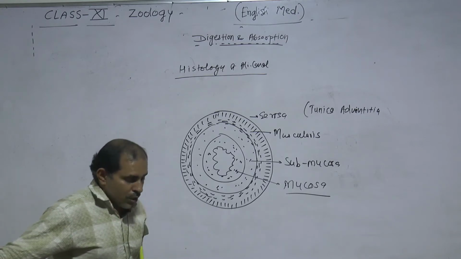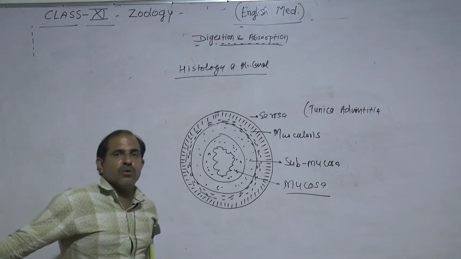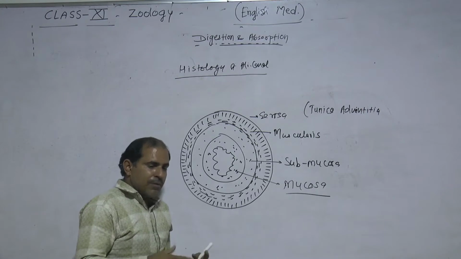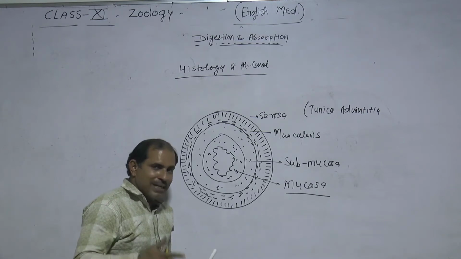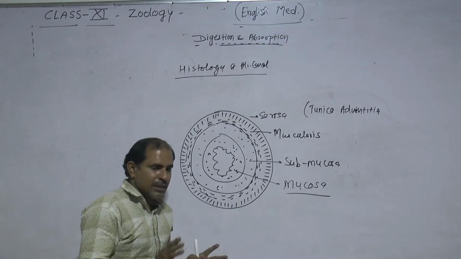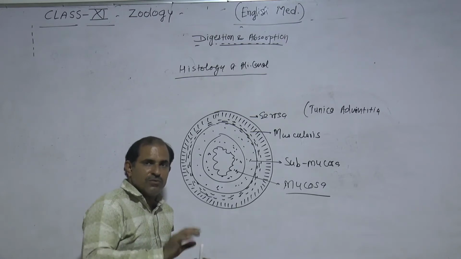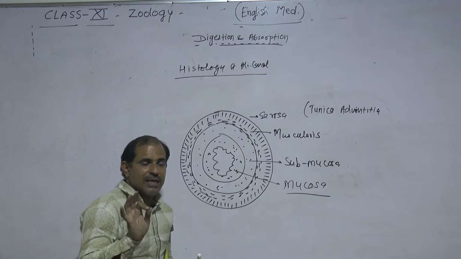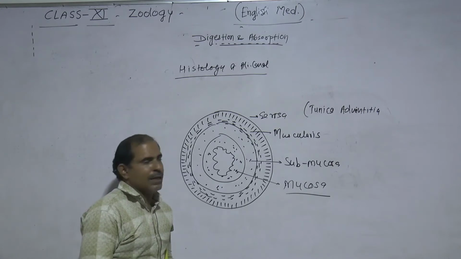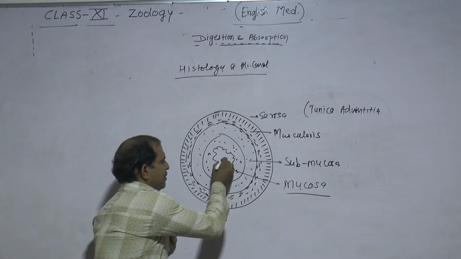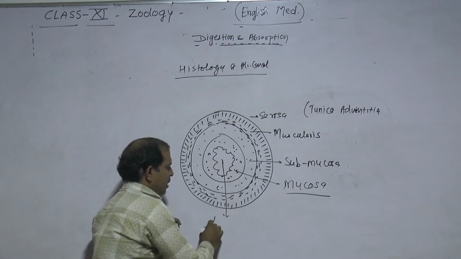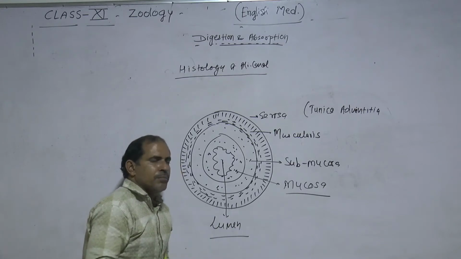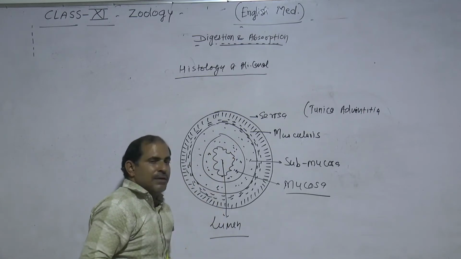For smoother movement of food, the mucosa secretes mucus, and the alimentary canal performs a specific movement called peristaltic movement, by which the food moves forward. The blank space between the walls of the alimentary canal is called the lumen, through which the food passes. This is the structure of the TS of the alimentary canal.